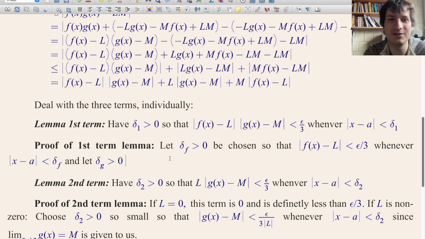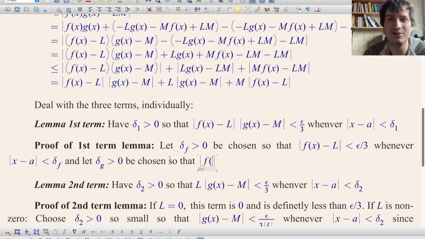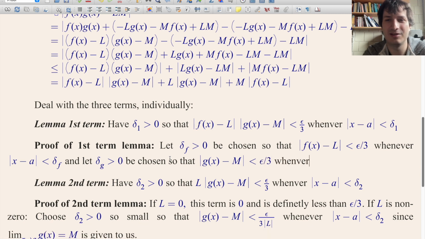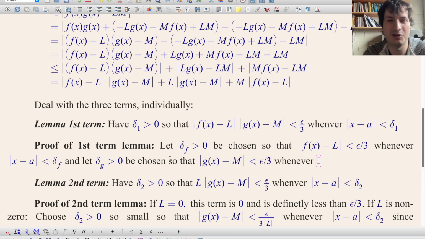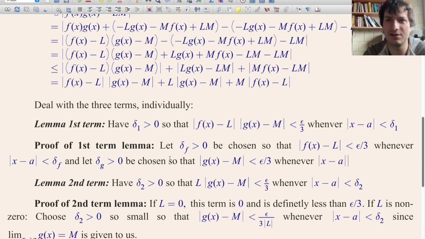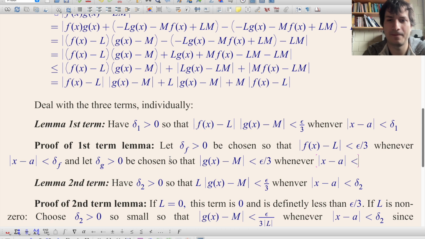Let's make a delta for g. This is chosen so that the absolute value of g of x minus m is less than epsilon divided by 3 whenever the absolute value of x minus a is less than delta g. So if both of these things are individually less than epsilon divided by 3, then what happens when we multiply them together?